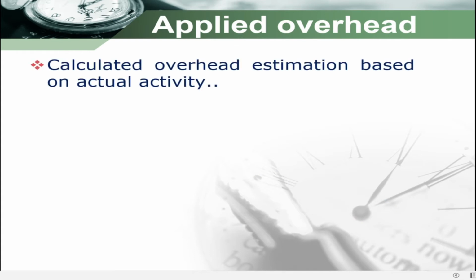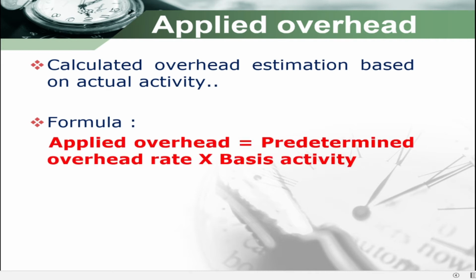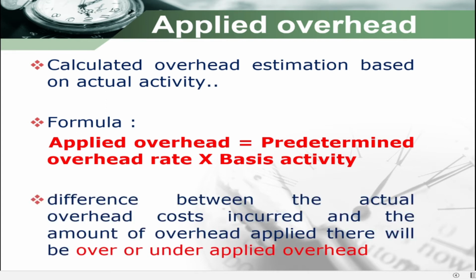Applied overhead calculates overhead estimation based on actual activity. The formula for applied overhead: predetermined overhead rate should be multiplied with basis activity. Between the actual overhead cost incurred and the amount of overhead applied, there will be a difference, either over or under applied.